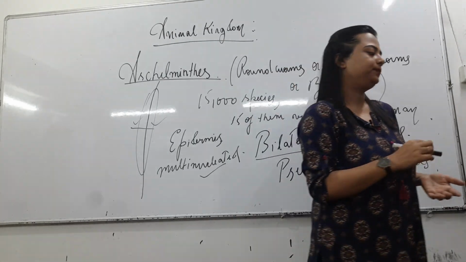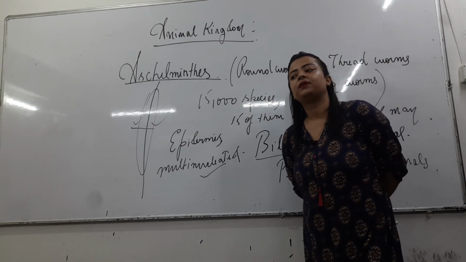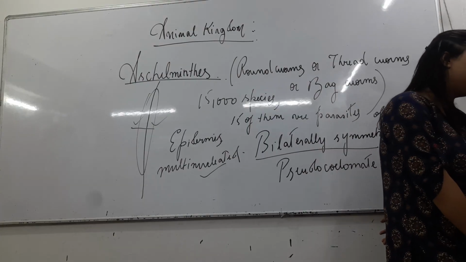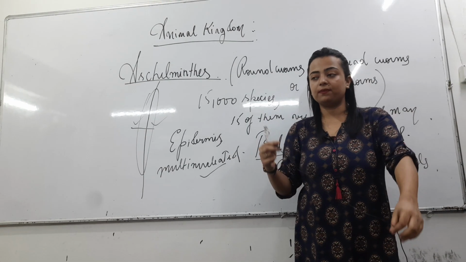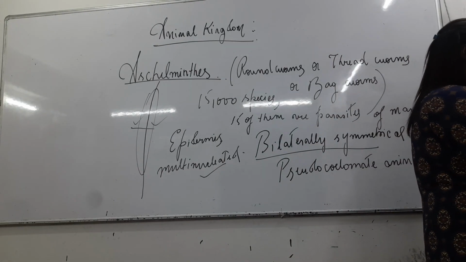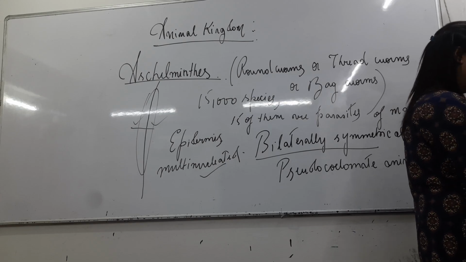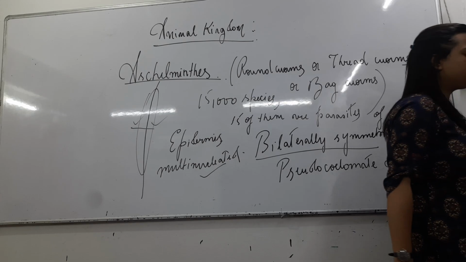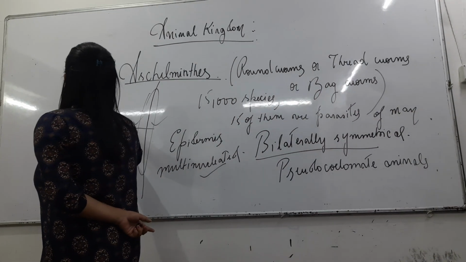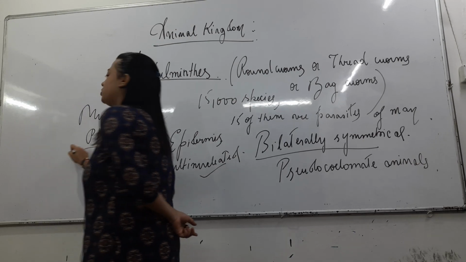Next point. They have complete alimentary canal. That means the digestive system is complete. They have complete alimentary canal consisting of mouth, muscular pharynx. What is pharynx? In the digestive system, what is the use of pharynx?